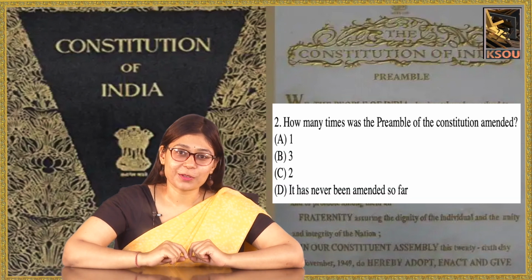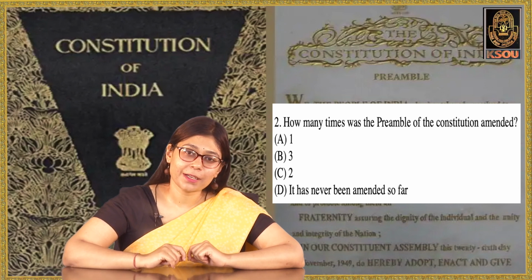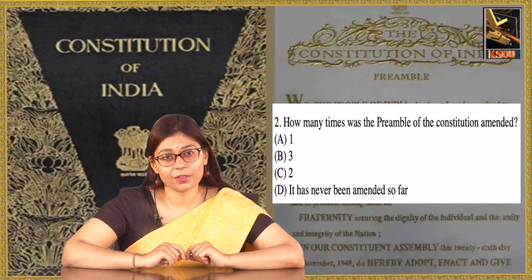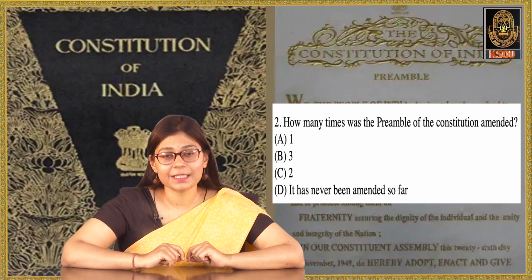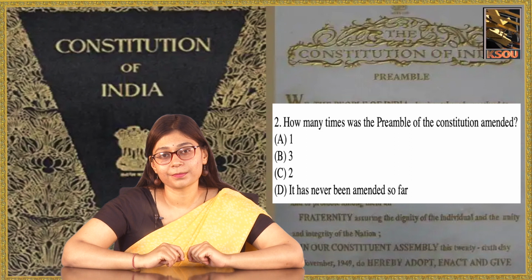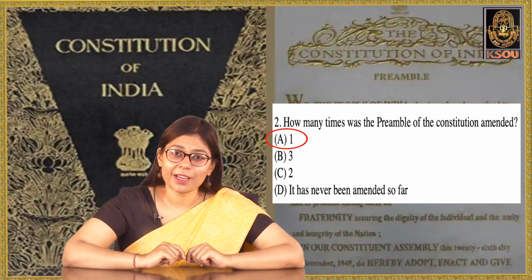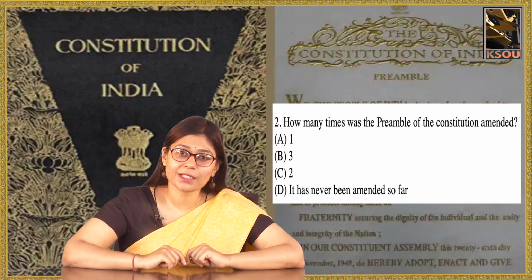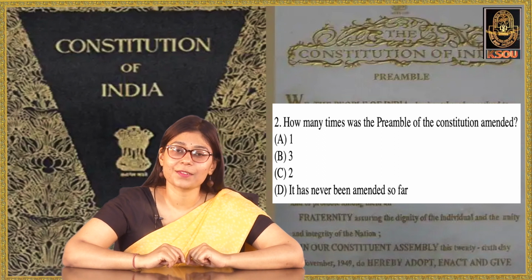Let's see question number 2. How many times was the preamble of the Constitution amended? Option A, 1. Option B, 3. Option C, 2. Option D, it has never been amended so far. Correct. So the answer to this question is option A, only one time. The preamble has been amended only one time by the 42nd Constitution Amendment Act of 1976.